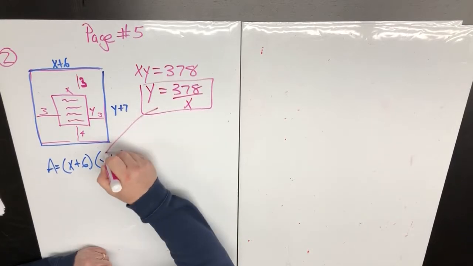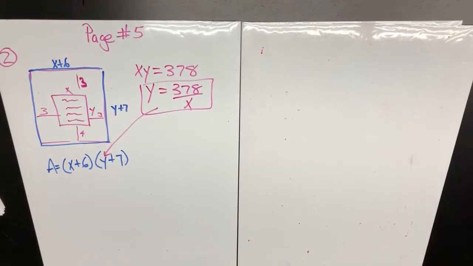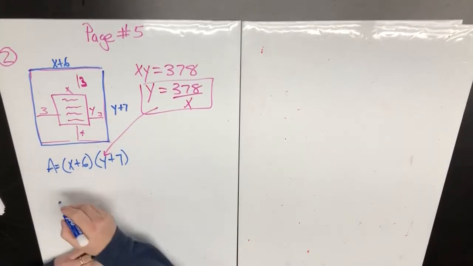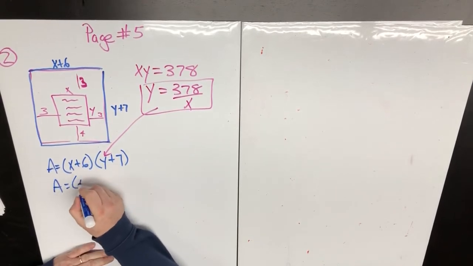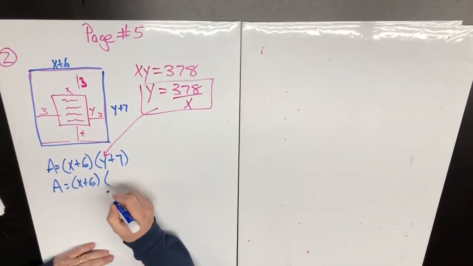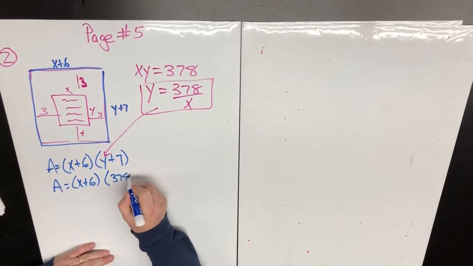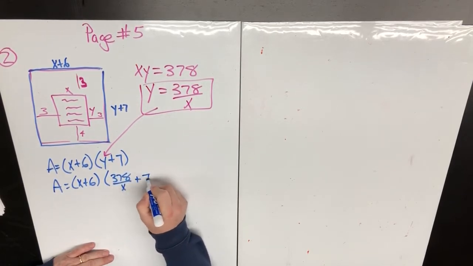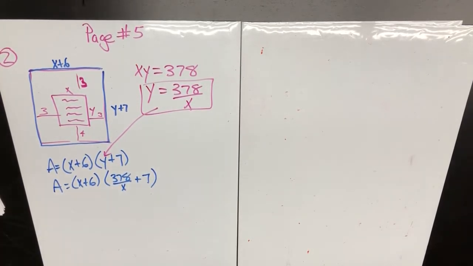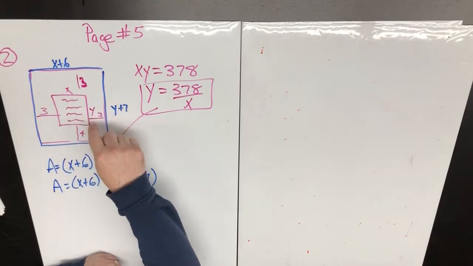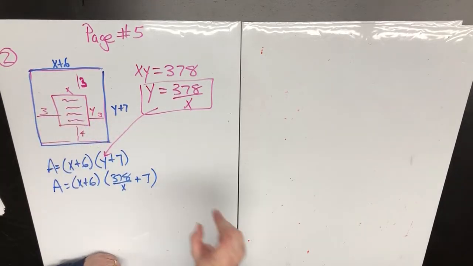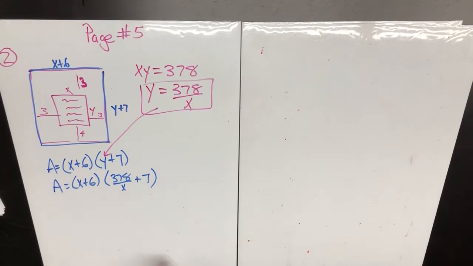And we'll plug that right in there. So our area formula now is (x + 6) times (378 over x + 7). We'll expand those out like we did the other one. The main difference between this question and number 1 is that x times y represents the inside rectangle. In the previous question, x and y were the dimensions of the outside rectangle. So read the questions carefully and see if you can see the difference.